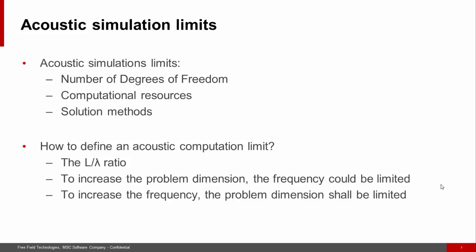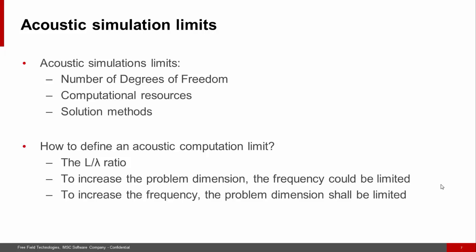On the other side, what is the computational limit? Can we identify from a physical point of view a parameter that can tell us if we can solve a problem or not? Indeed, we have spoken about the number of degrees of freedom, but practically it will limit either the maximum frequency or the problem size. These two quantities are related to the L over lambda ratio, where L is the dimension of the problem, whereas lambda is the wavelength of analysis, which is strictly connected with the frequency.